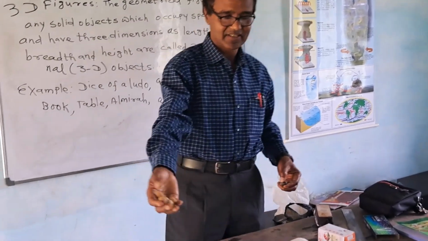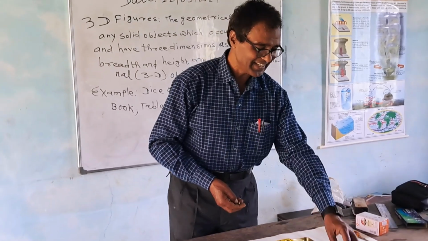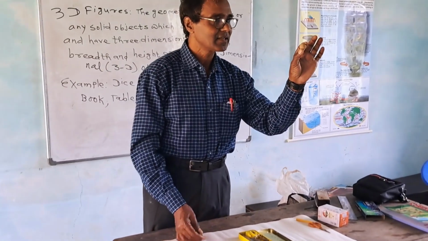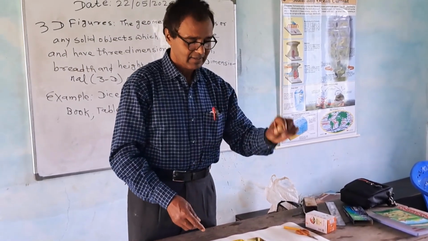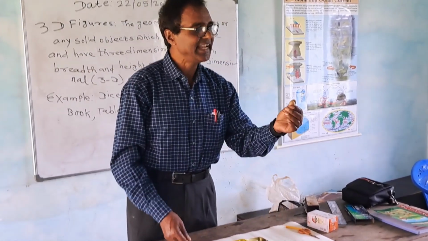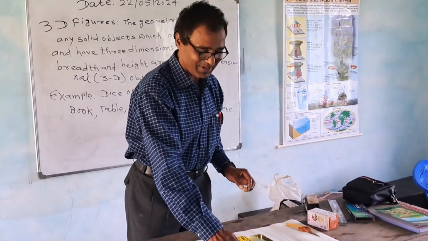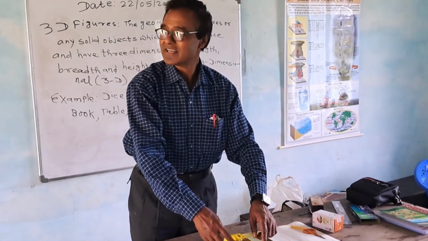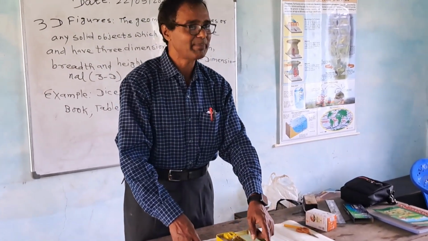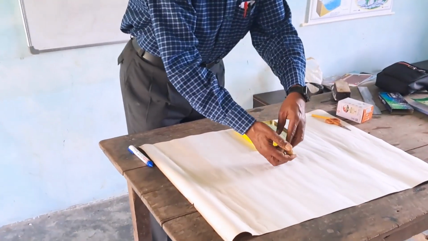And about the sphere: what is this? Have you seen it? I made this ball with clay. And this is the seed of a plant. And this is a marble. So these are examples of a sphere.